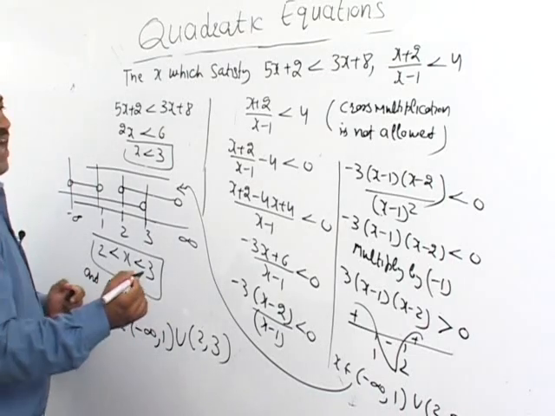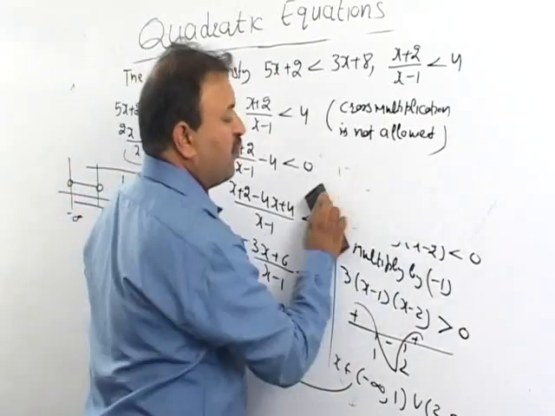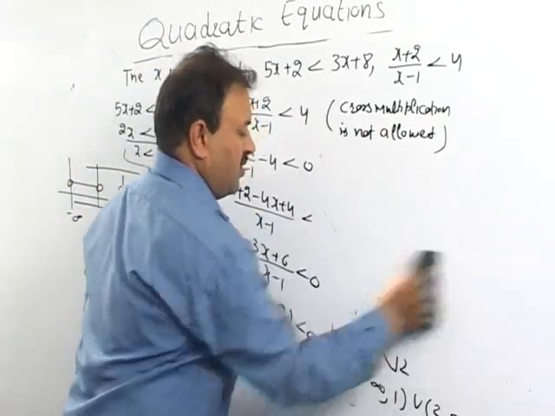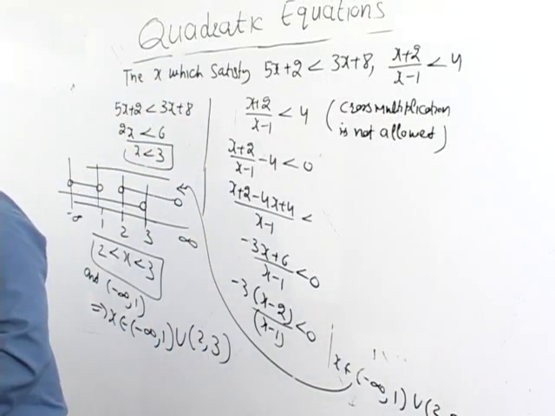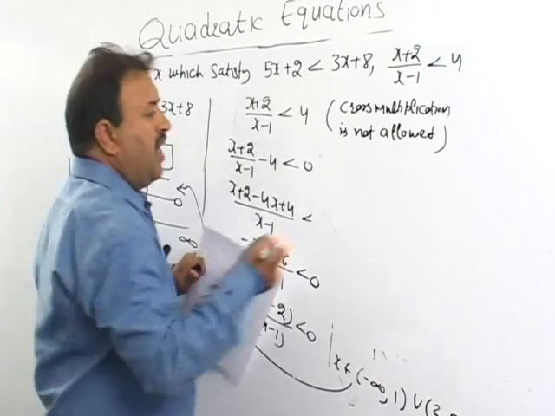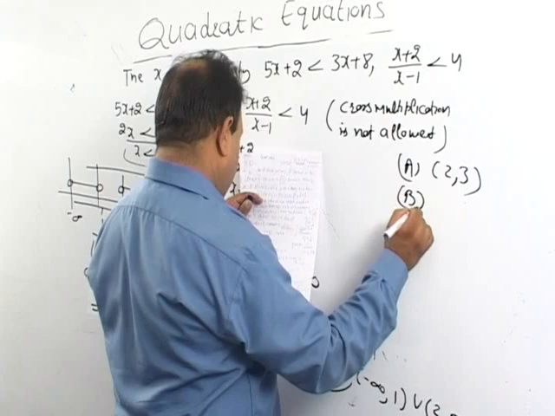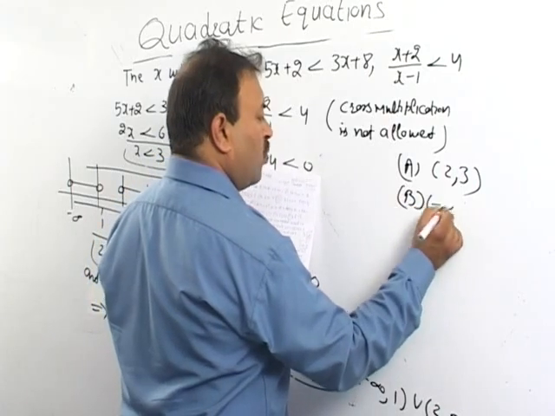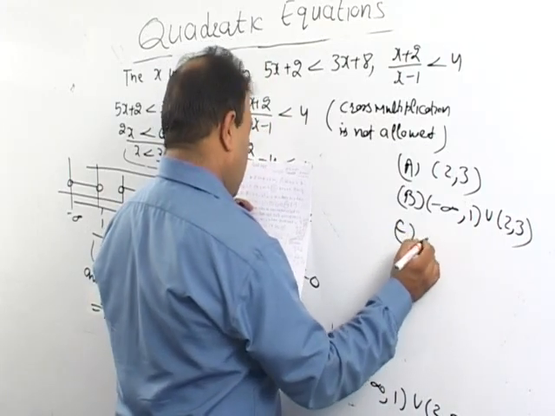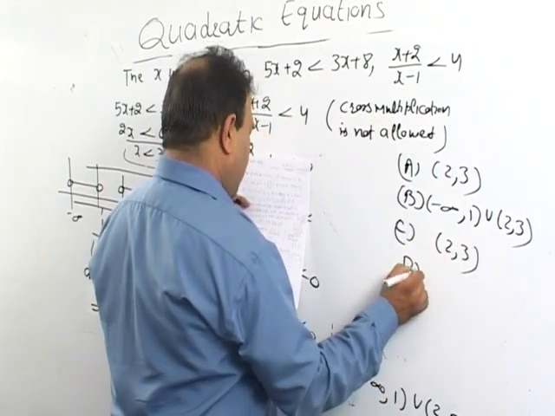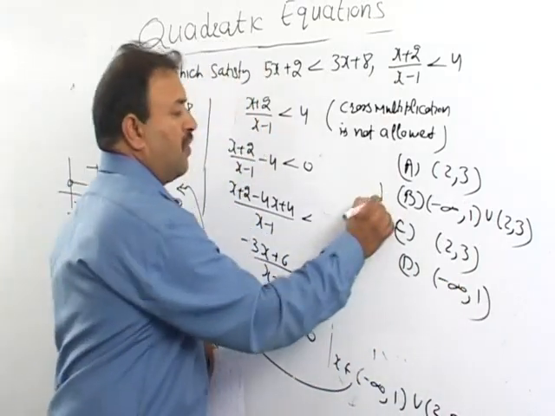Now I have forgotten to write down the 4 options. I am writing them down so we can analyze which is the right option. The 4 options which have been given are: A option is 2 comma 3. B option is minus infinity to 1 union 2 to 3. C option is 2 comma 3 and the D option is minus infinity comma 1. So the right option is B option.